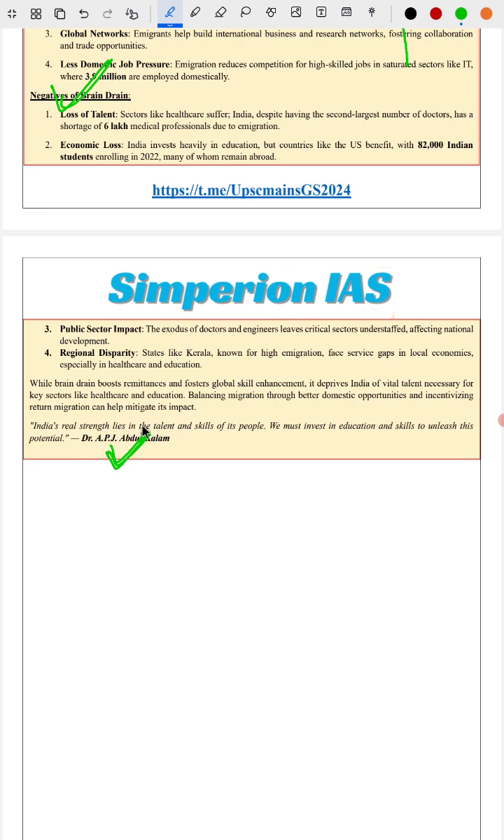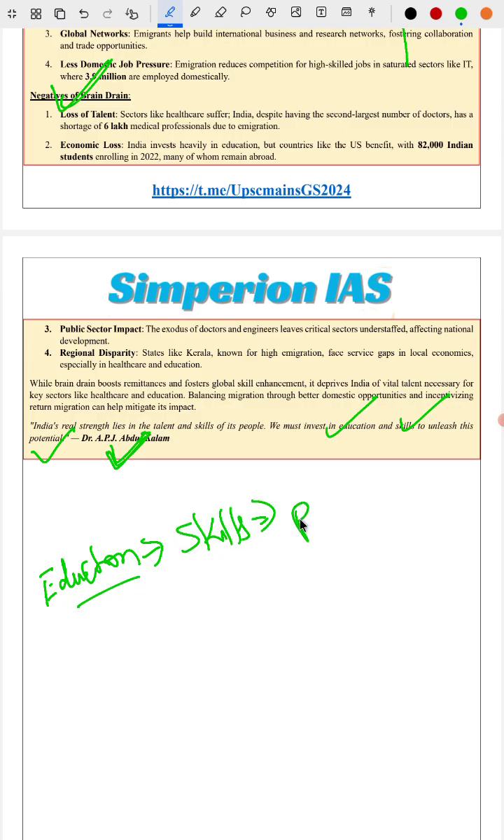We concluded with one quote by APJ Abdul Kalam sir: India's real strength lies in the talent and skills of its people. We must invest in education and skills to unleash the potential. So we have already talked about the relation between education and skill. Education leads to better skills, leads to better productivity, leads to better employment opportunities, and it is a virtuous cycle.